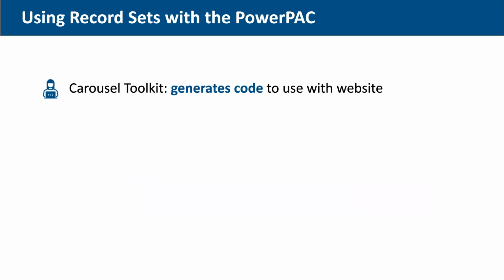Okay. The next thing I wanted to show you is the Polaris Carousel Toolkit. So this toolkit will take a bibliographic record set and generate code that you can then copy and paste into your website or in a newsletter or wherever you can embed code.